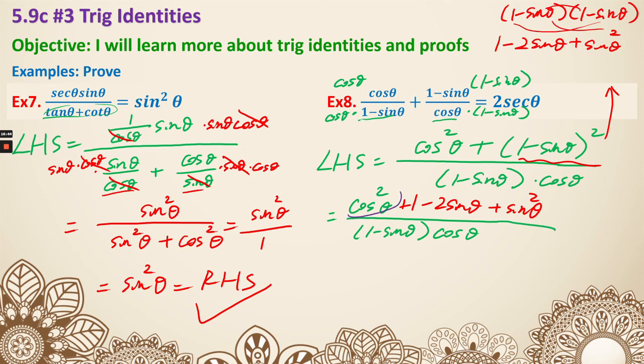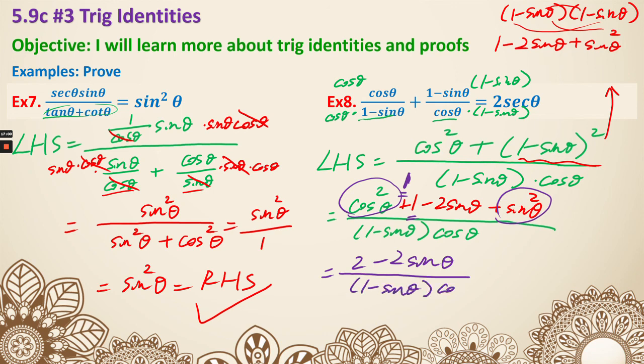Next, you may notice we have a cosine squared and a sine squared. So the top now becomes 2 minus 2 sine theta, because these two just become a 1. So it's got to be a 1 plus a 1, which is a 2. The bottom is a 1 minus sine times cosine. You look at the right-hand side, it's a secant. That's related to cosine. So there's nothing related to the sine. That means all of these sines will eventually be gone.